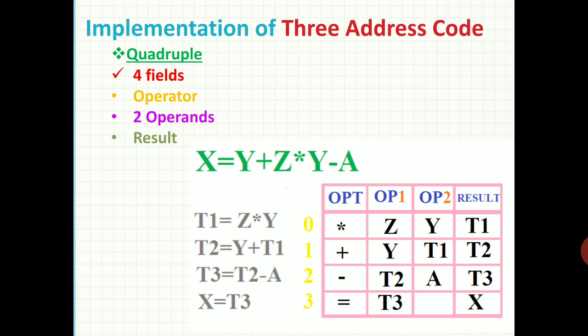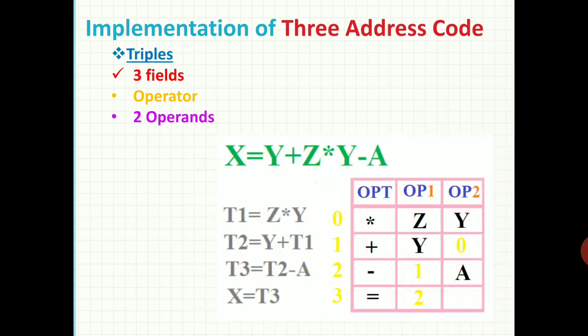Coming to the disadvantage, it contains a lot of temporary variables. It needs a lot of temporary variables to represent the three address codes. Temporary variable creation increases the time and space complexity in the implementation. That is a disadvantage of this representation.